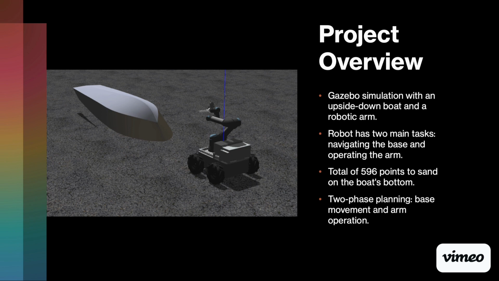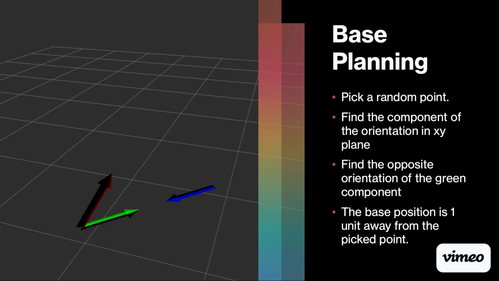To achieve this, our project uses a two-phase planning strategy. The first phase plans the movement of the robot's base to optimal locations. The second phase involves planning the robot's arm movement to reach and effectively sand each point. Now we focus on planning the movement of the robot's base.